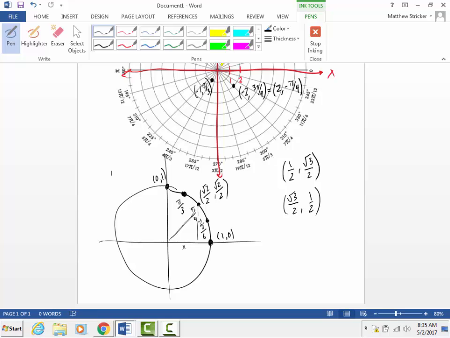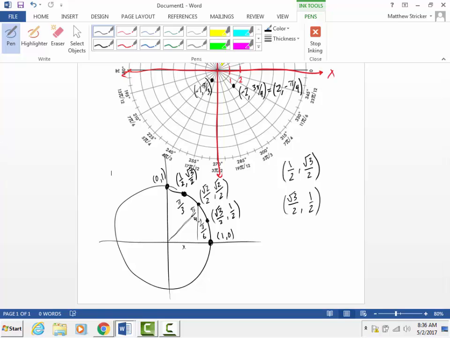Pi over 3 has a y value of root 3 over 2 and a smaller x value of 1/2. Whereas pi over 6 has a bigger x value, root 3 over 2, and a smaller y value. So the points go like this. This would be 1/2, root 3 over 2. Anybody ever thought of it that way? That's how Stefan thinks about it. To me, it's an easy way to remember it. Do you like that?